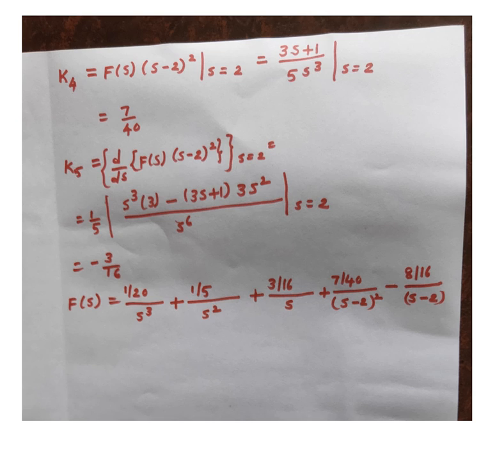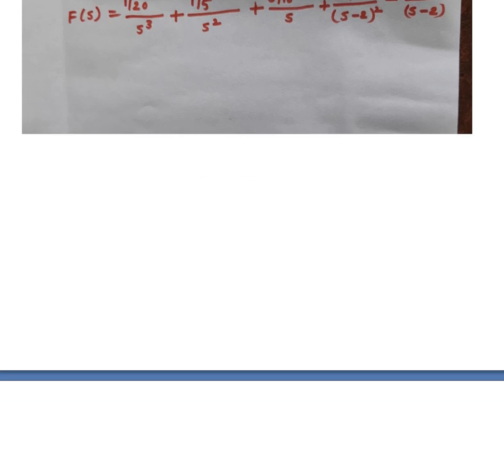You know the k1, k2, k3, k4. Substitute all the values here. Then we get f of s is equal to 1 by 20 divided by s cube plus 1 by 5 divided by s square plus 3 by 16 by s plus 7 by 40 divided by s minus 2 whole square minus 3 by 16 divided by s minus 2.